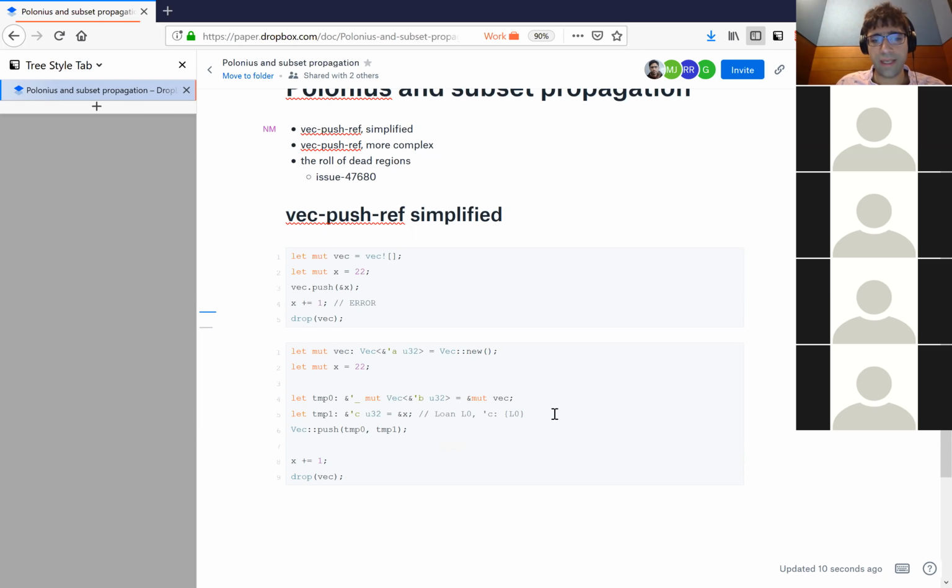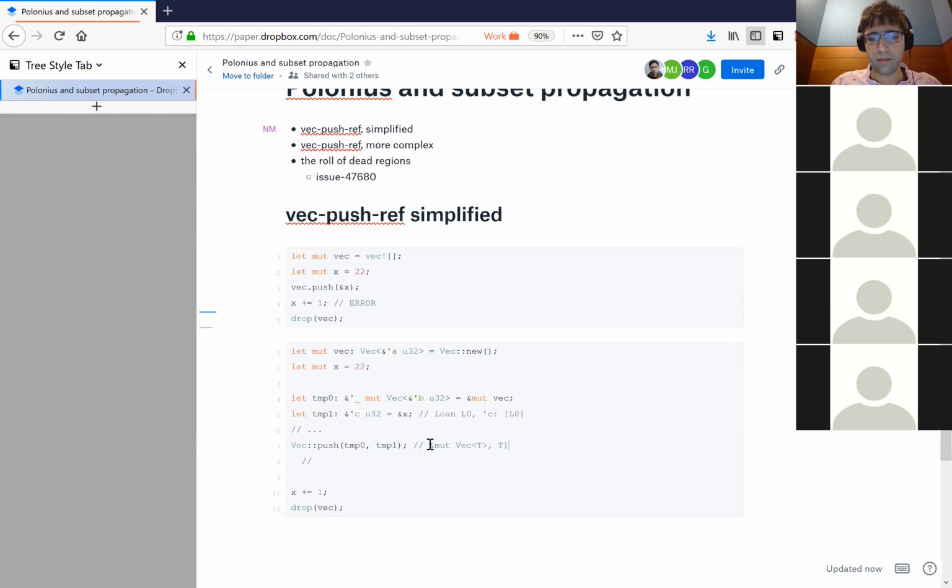importantly, at this point, the reference is not yet in the vector. So the only place that the loan appears is part of this tick C region. And when we call vec push, the typing relations will have some effect here. So the signature of push is something like &mut Vec of T.